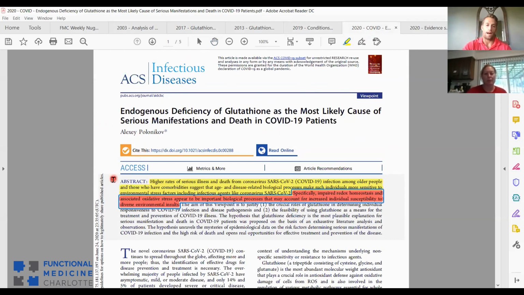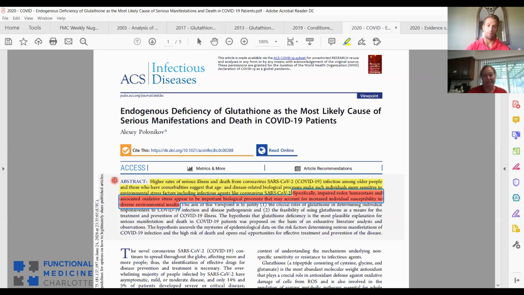So he says, higher rates of serious illness and death from coronavirus, SARS-CoV-2, COVID-19 infection among older people and those who have comorbidities suggest that age and disease-related biological processes make such individuals more sensitive to environmental stress factors, including infectious agents like coronavirus, SARS-CoV-2. So that's a mouthful.